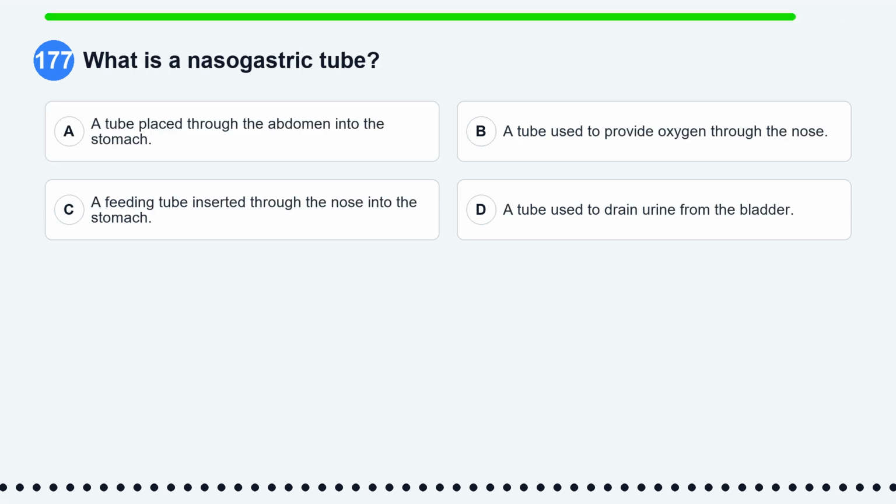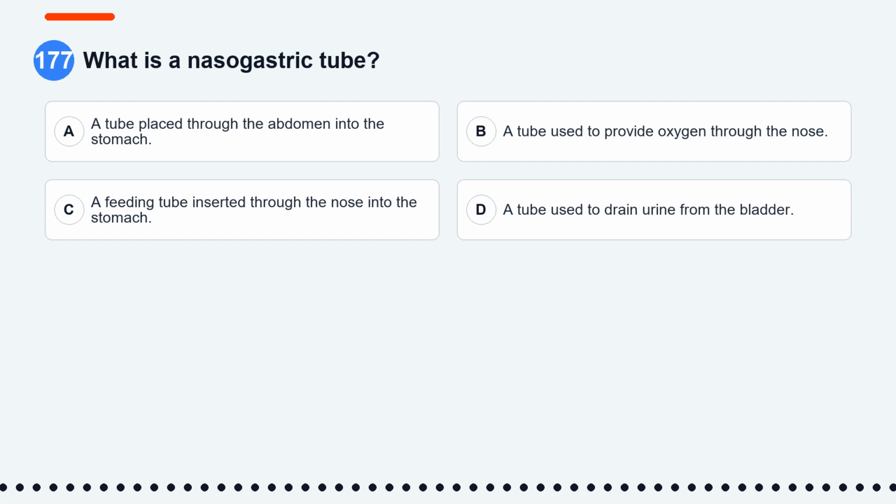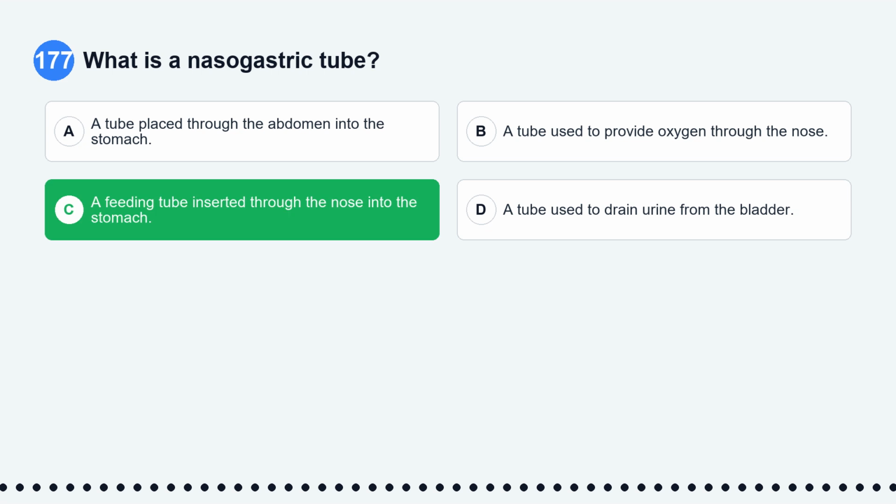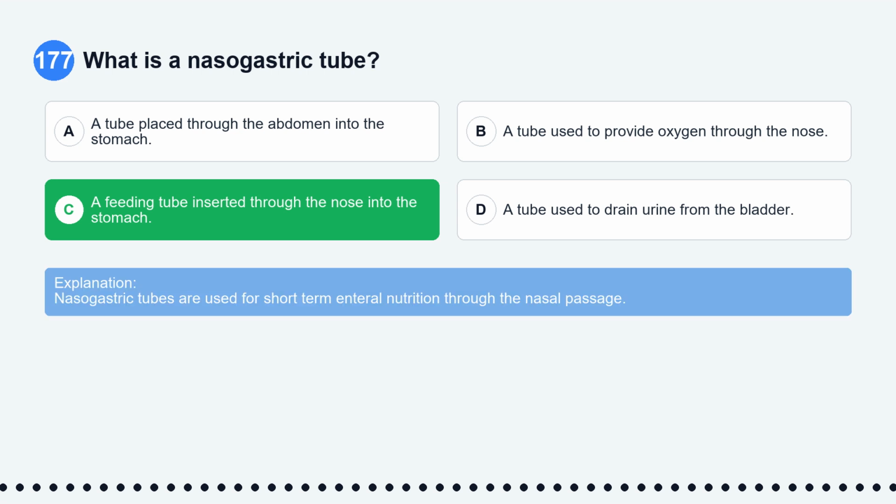Question 177. What is a nasogastric tube? Option A, a tube placed through the abdomen into the stomach. Option B, a tube used to provide oxygen through the nose. Option C, a feeding tube inserted through the nose into the stomach. Option D, a tube used to drain urine from the bladder. The correct answer is option C, a feeding tube inserted through the nose into the stomach. Nasogastric tubes are used for short-term enteral nutrition through the nasal passage.